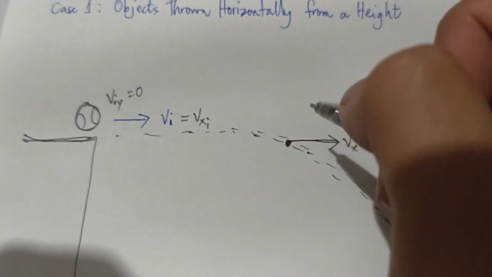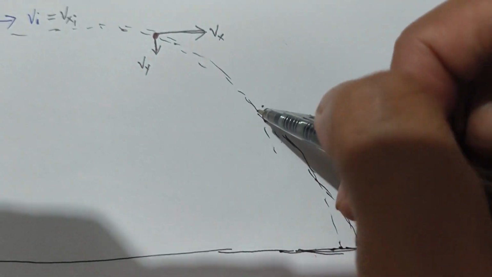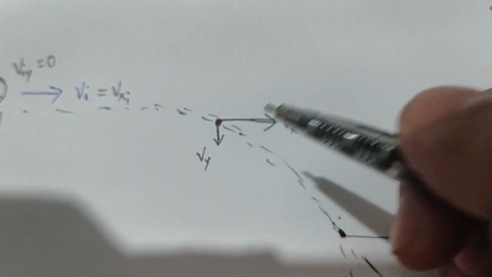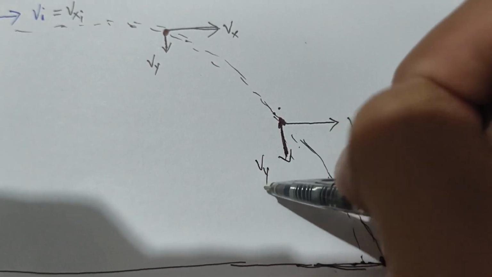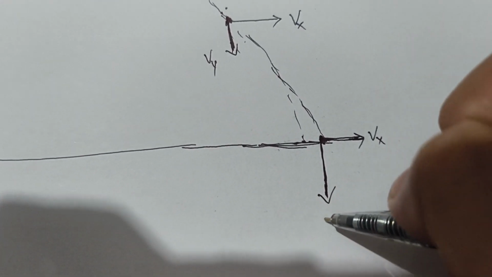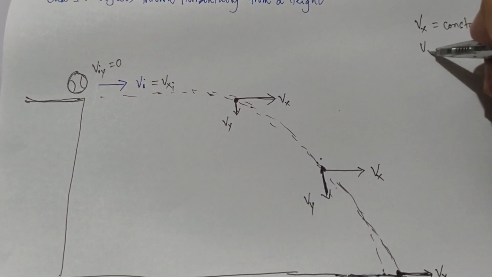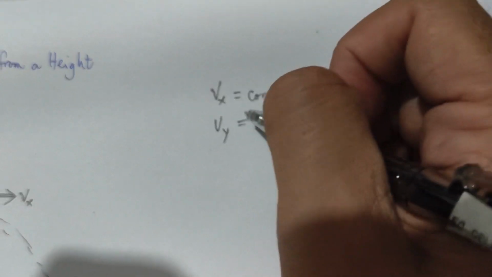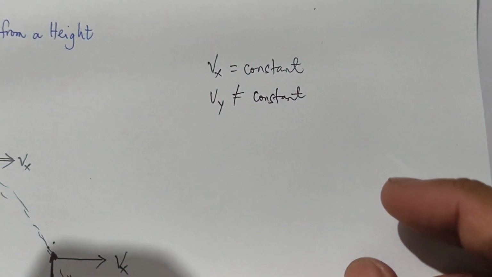But since the gravity pulls it downward, it will increase at every instant. So say for example, at this point, ganyan siya, and then at this point, medyo mas malaki na. And before it hits the ground, syempre mas malaki na yung kanyang vertical component ng velocity. Alright? So in other words, Vy is not constant because of the pull of gravity.